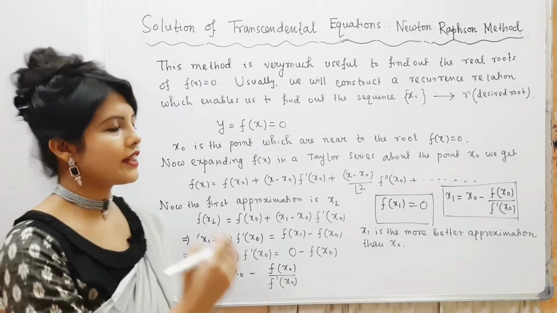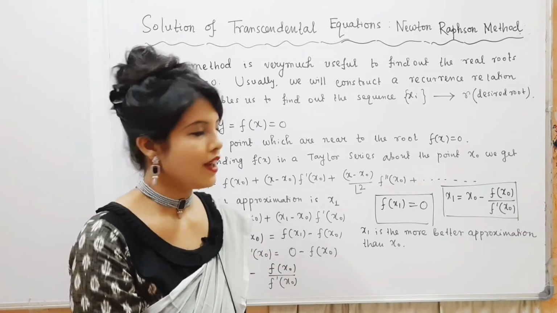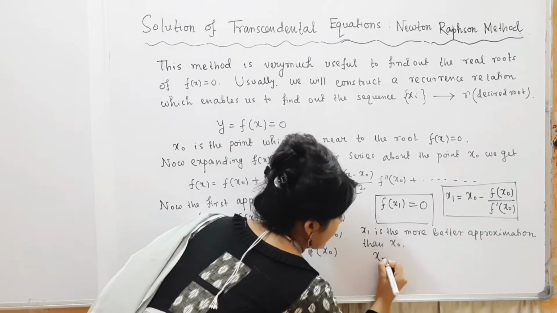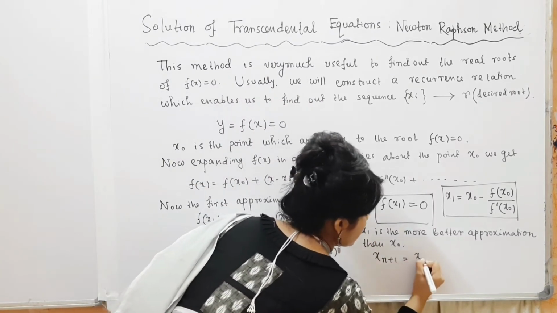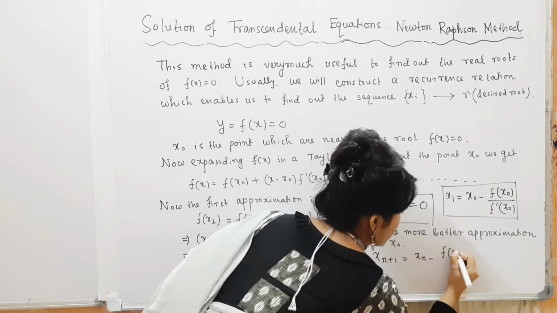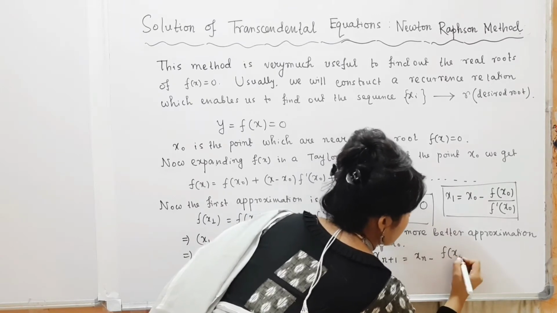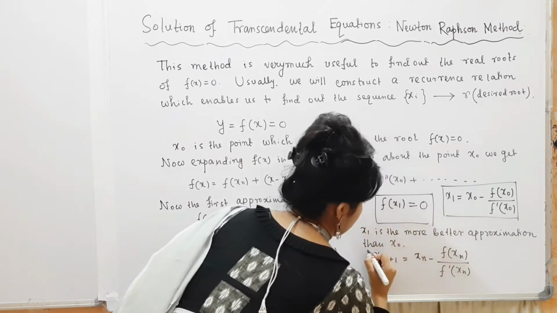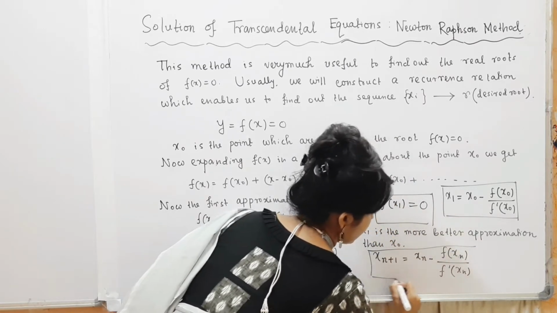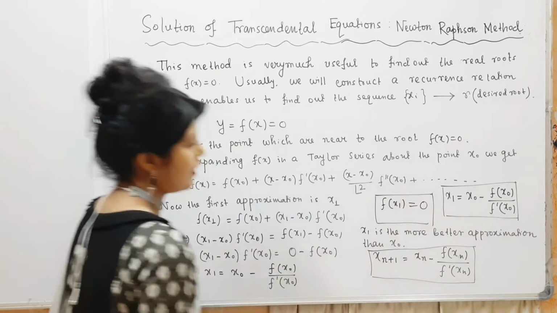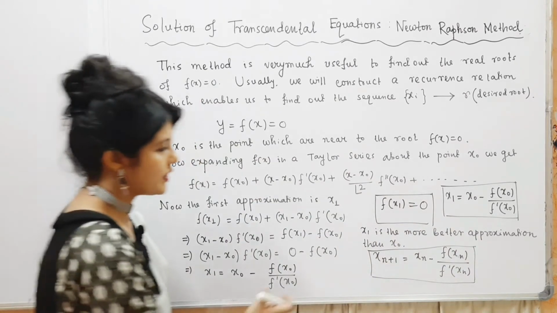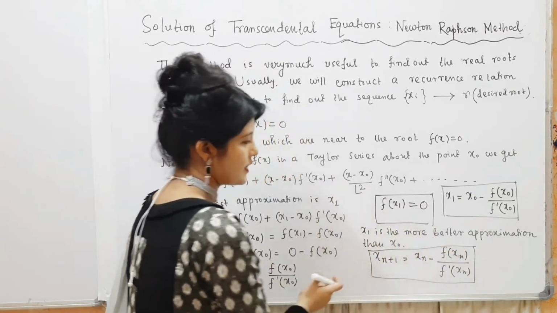Now if I continue this process, okay, so after n steps it will give you xn plus 1 equal to xn minus f of xn divided by f dash xn. So this is the generalized formula for Newton-Raphson method. Okay, so this is actually the generalized formula.